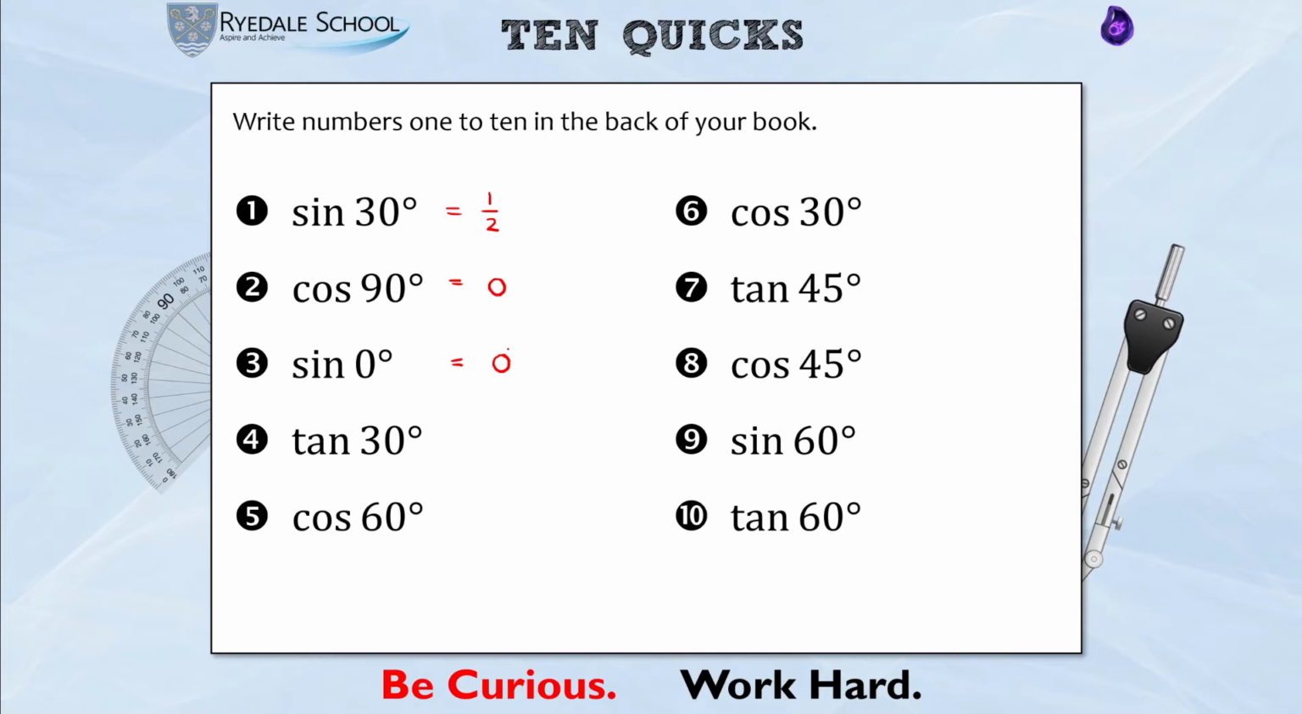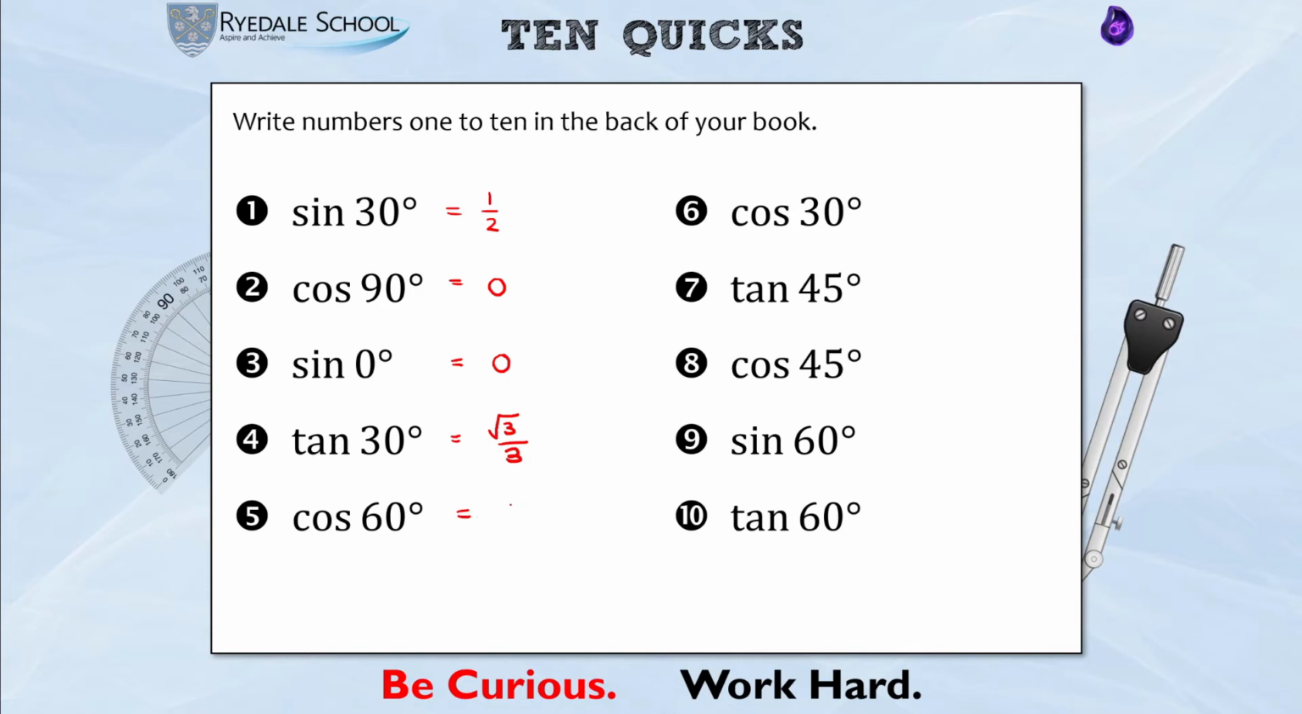Now it's always tan 30 and tan 60 that I tend to get the wrong way round. But then I suddenly remembered, well, what does the graph of tan look like? Well, tan 30 is smaller than tan 60. So that's how I remember now that this one is square root of 3 divided by 3.